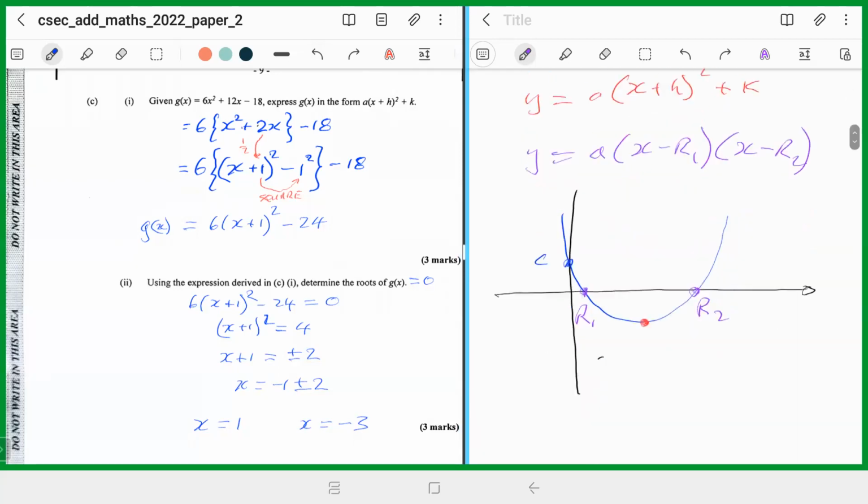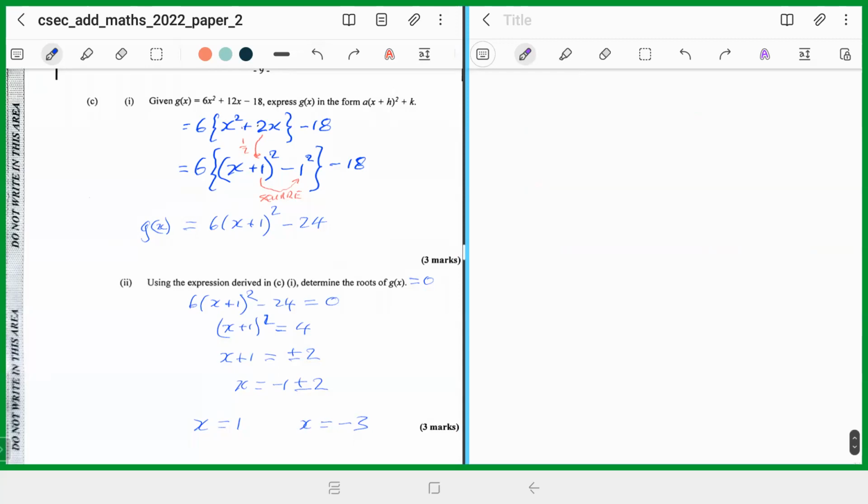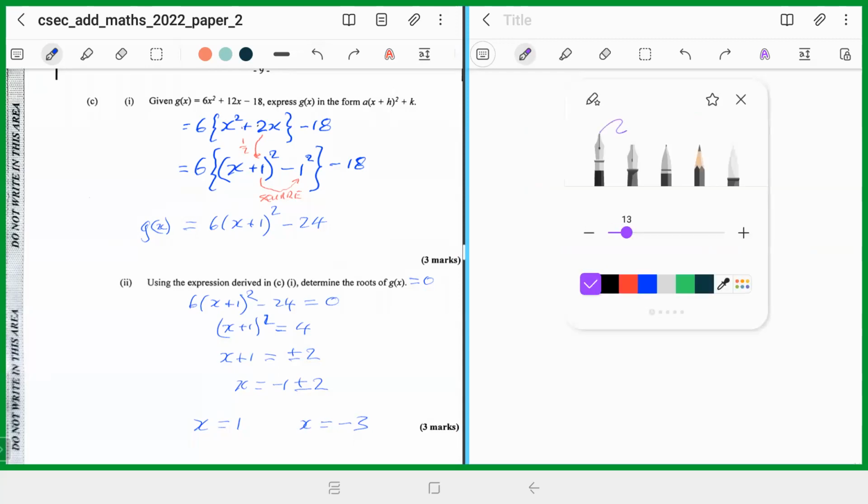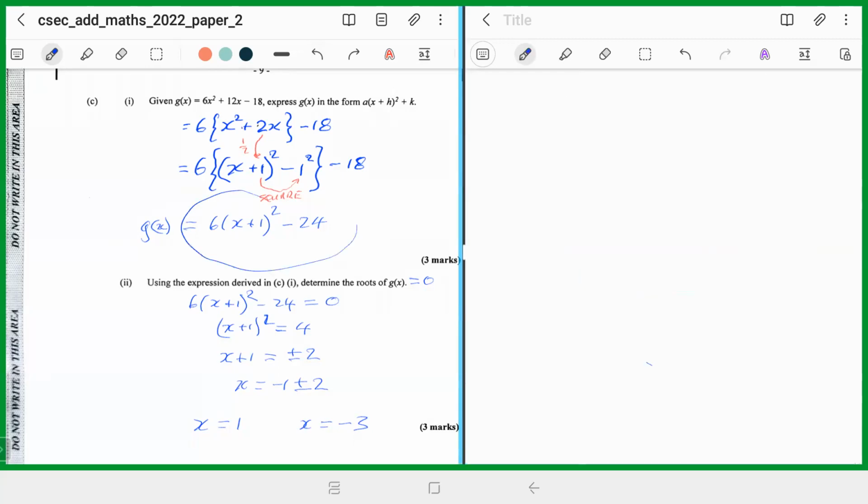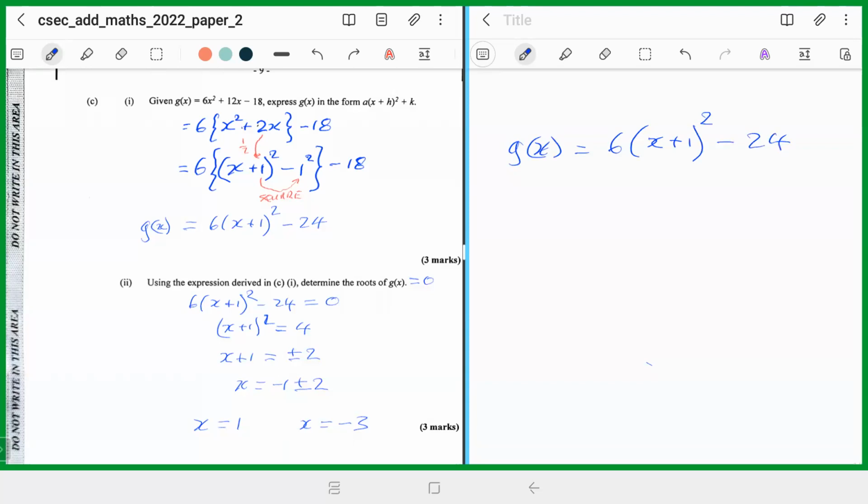Let me show you now. So let's say, in the case of this one that we have, let's explain it. It is g of x equals 6 into x plus 1 squared minus 24. We know from CSEC that because the A is positive, this is a minimum. The minimum value of that, we used to say is y. But why is it a minimum at the turning point?